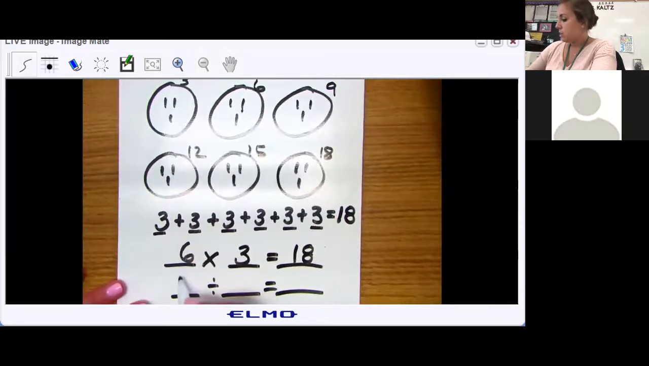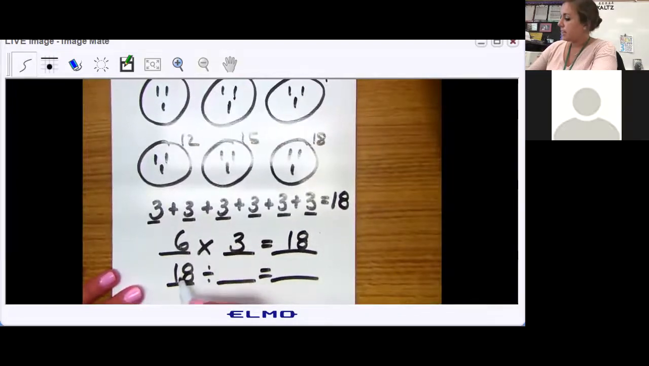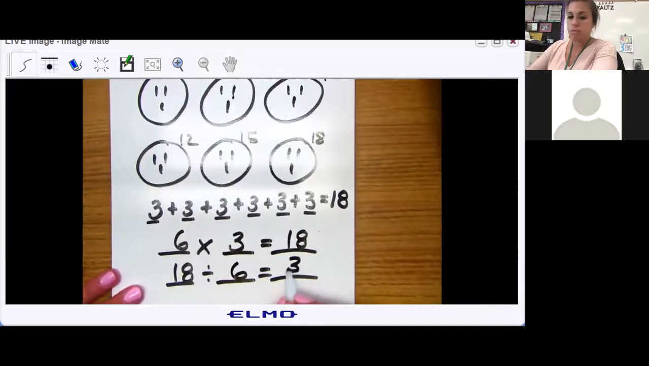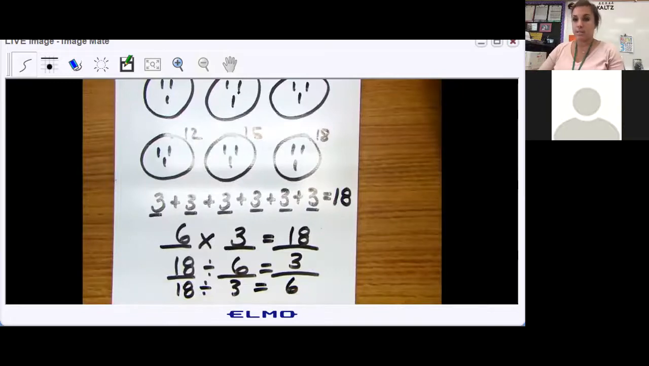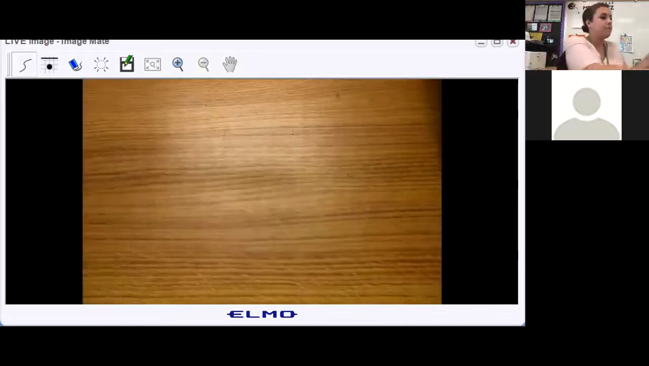For dividing, we start with the total. The total is that big number 18. You could divide 18 by 6 to equal 3, or you could have written 18 divided by 3 equals 6. Those are both correct. Okay, now let's get into our application problem for lesson 6.